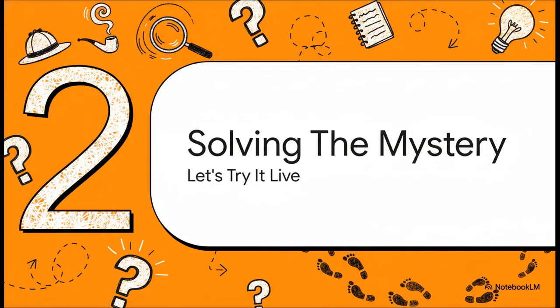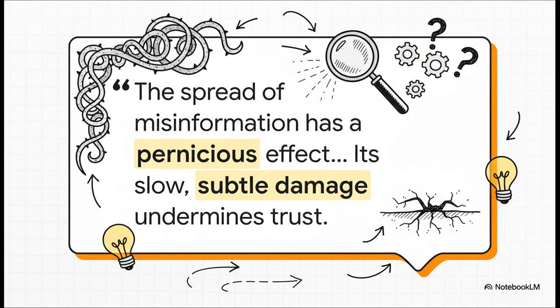All right, theory time is over. You've got your detective's toolkit. You know about definition clues, contrast clues, and example clues. Now it's time to put it all into practice. Let's solve a mystery together, live. Okay, take a second, read that. Our mystery word is pernicious.